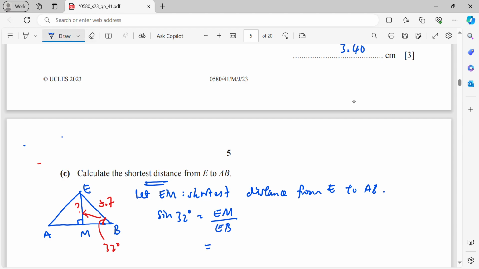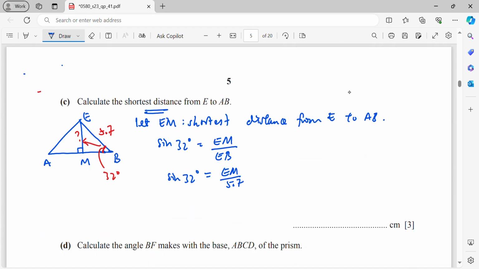So this is the same as EM over 5.7. That is my sine 32 degrees. Now for my EM, I just move up the 5.7, so my EM becomes 5.7 times sine 32 degrees. That is 3.02 cm. Okay, so that's your solution.